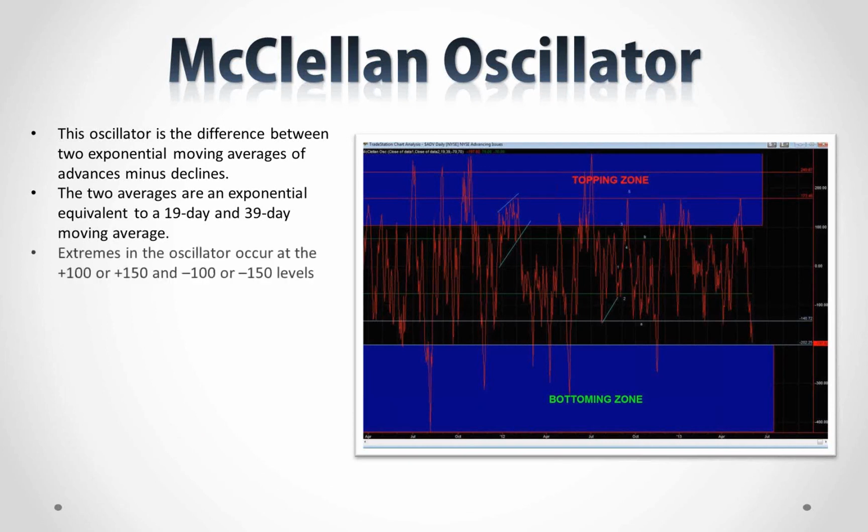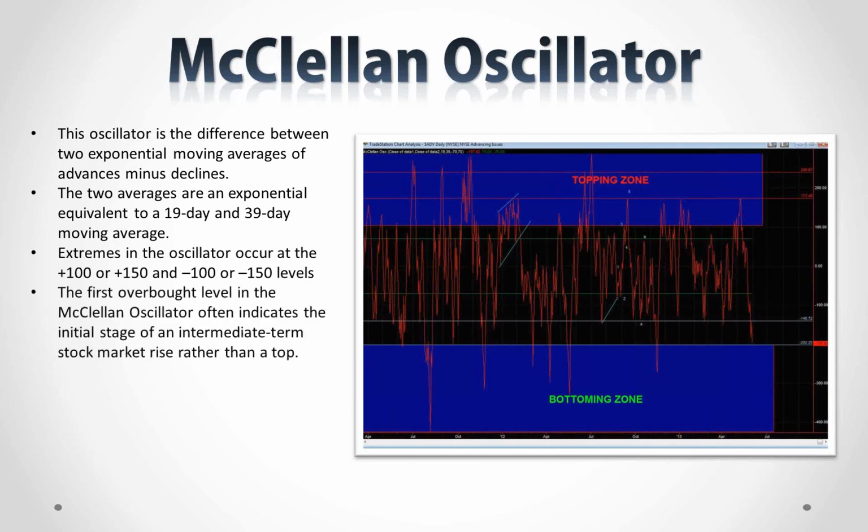And the extremes that signal either overbought or oversold occur at the 100 or 150 level or the negative 100 or negative 150 level. So the first overbought level in a McClellan oscillator often indicates the initial signal of an intermediate term stock market rise rather than a top. So once it goes above 100, it's usually not signaling overbought, it's signaling that there's a strong trend in progress.